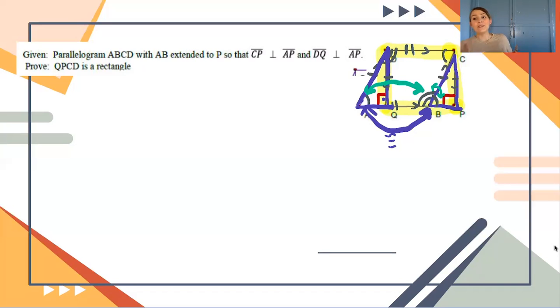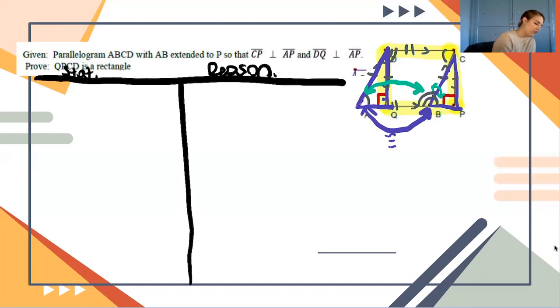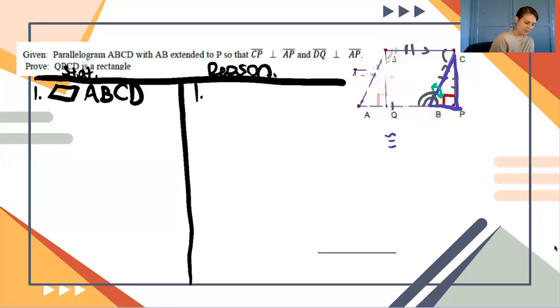This one's messier, y'all. It's a little bit harder. I would not call this an easy proof by any means, but let's see if you can follow me written. So I have statements and reasons. First, I'm just going to list my givens: I have parallelogram ABCD. And in fact, I'm going to show you again on the picture what I did as I go, in case you just got lost in my reasoning.